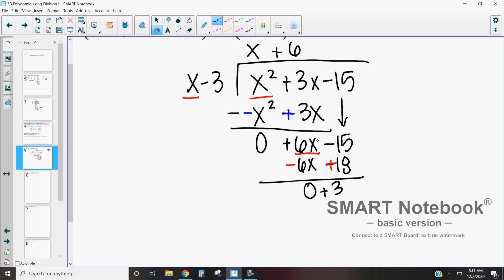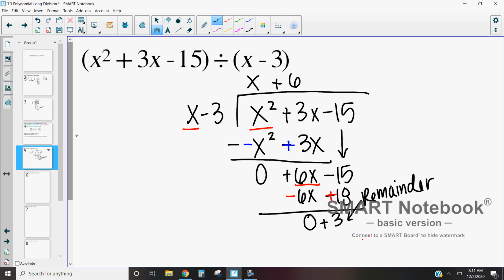Now notice how I cannot multiply x times some number to get 3. So this right here is going to be our remainder. And what we're going to do with our remainder is put it over our divisor in this fraction here. So when we talk about what this equals, it equals this part on top, so x plus 6 plus our remainder divided by our divisor. Okay, so that's how we're going to do that polynomial long division.